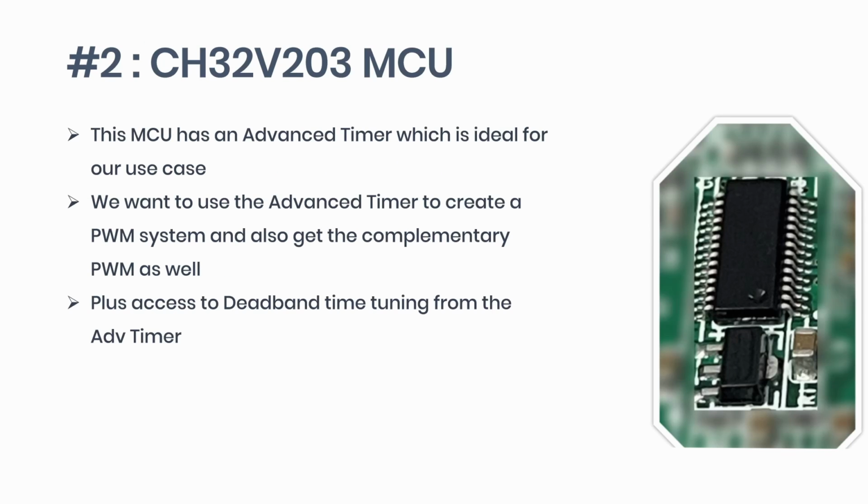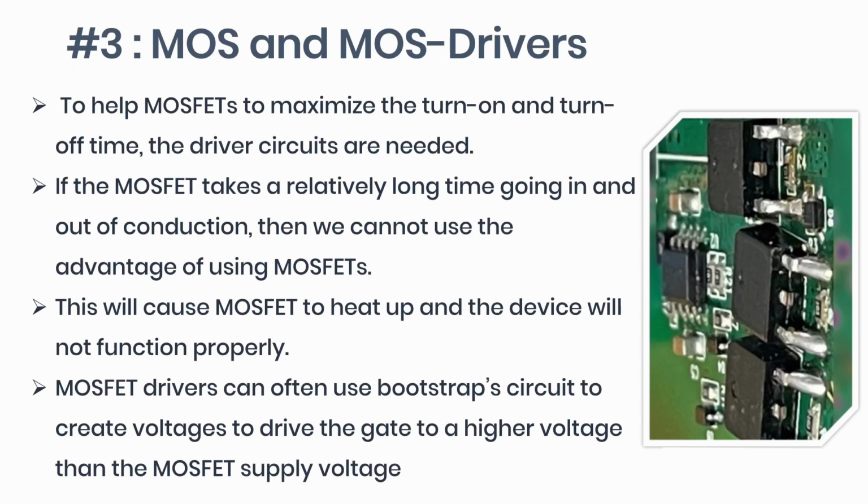And then for the MCU, we're using the CH32V203, which has an advanced timer, which is ideal for such a use case. We want to use the advanced timer to create a PWM system and also get the complementary output as well, plus access to deadband time for tuning the advanced timer.